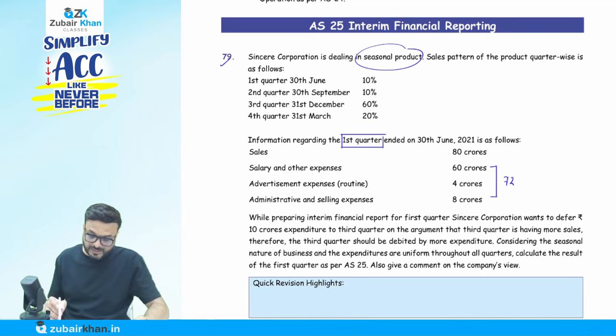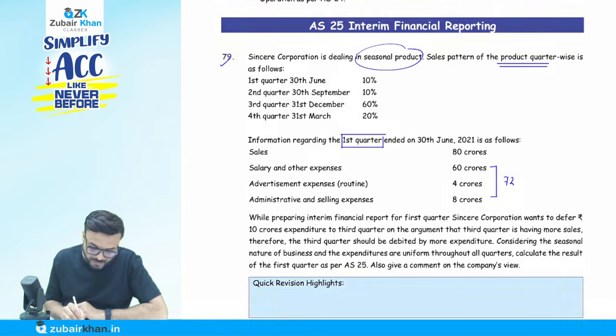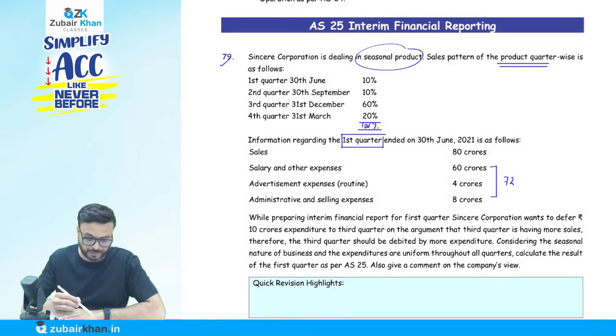That's it. So the sales pattern of the product quarter wise is as follows. First quarter, on 30th of June, they have 10% sale. Second quarter, 10%. Now third quarter, they have a huge sale, 60%. And here is the 20%. If you do the total, that will come to 100. Now what is going to happen?